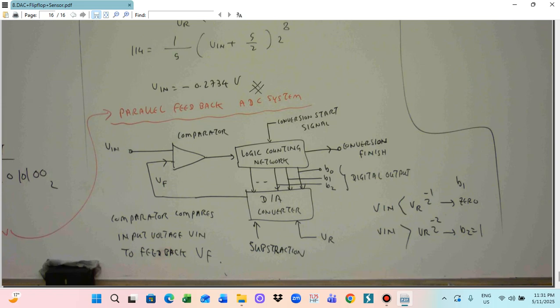So in this case, we have to compare the input voltage Vin with the feedback voltage Vf. When Vin is less than Vr, that will be 2 power minus 1 to the 0. And when Vin is greater than Vr, this is 2 power minus 2, so V2 is 1. This is for the previous ADC converter operation.